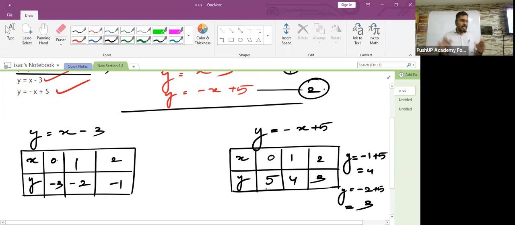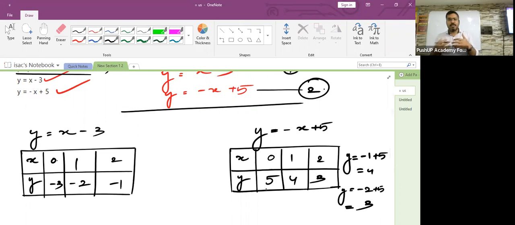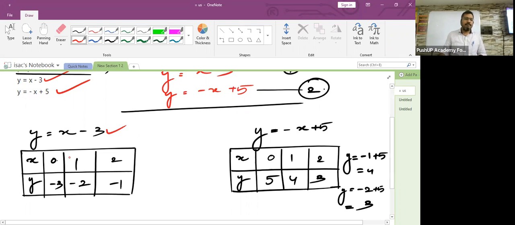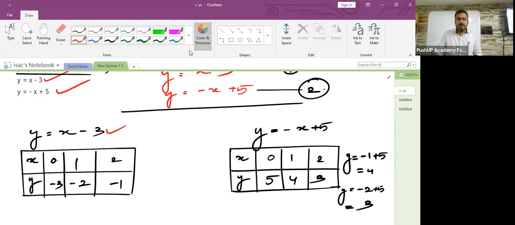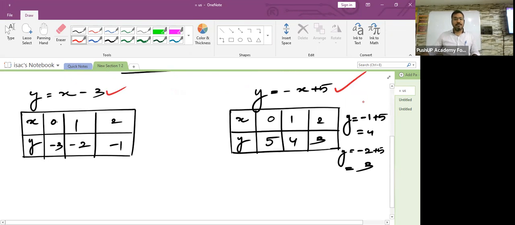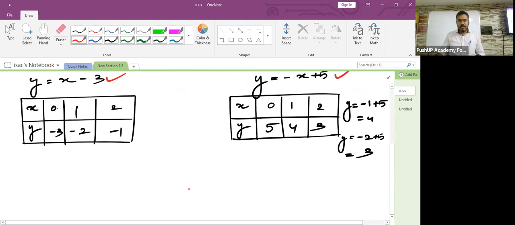Okay. So the table for both the equations is ready. Now we have to plot these points on the graph paper. First, I would recommend you to plot the graph of y is equal to x minus 3. Then you plot the graph of y is equal to minus x plus 5. Okay, start doing. So after plotting, what do we need to do?